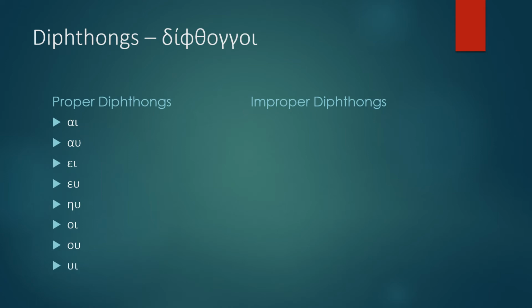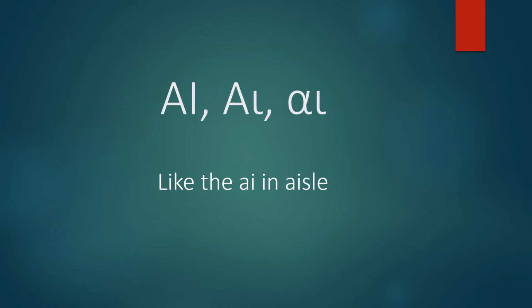There are also some improper diphthongs. These are alpha with an iota right beneath it, an iota subscript is what it's called, an eta with an iota, and an omega with an iota. And we'll see how these things are improper. Once again, I want to say that with church pronunciation, a lot of these are different, so I'm going to give you the classical pronunciation here.